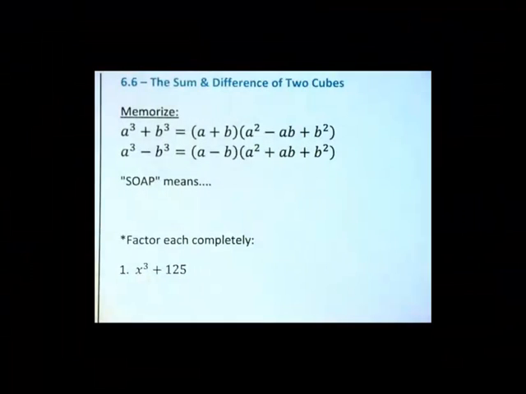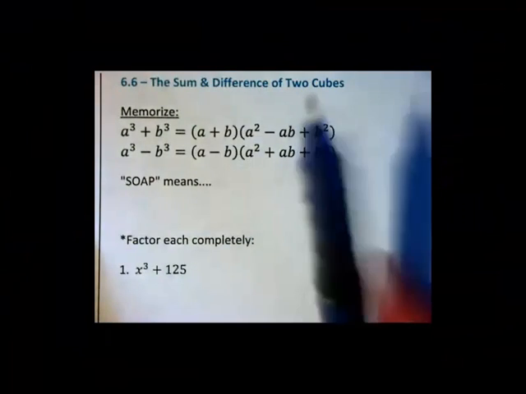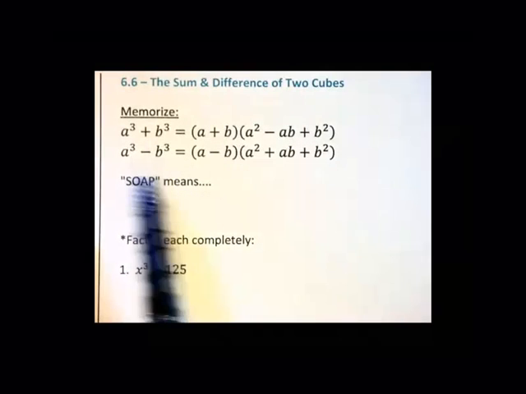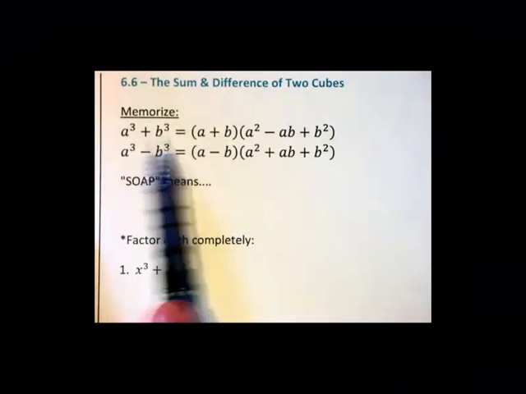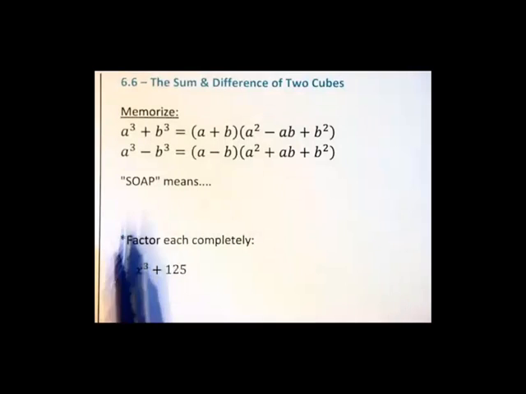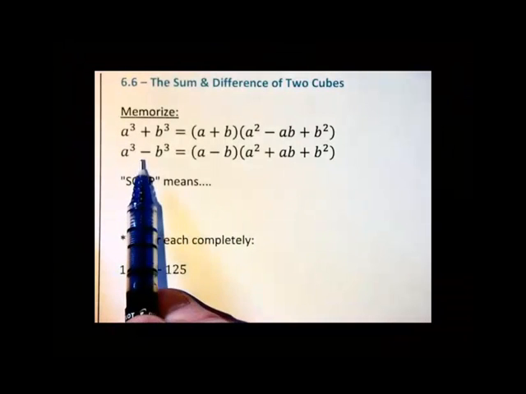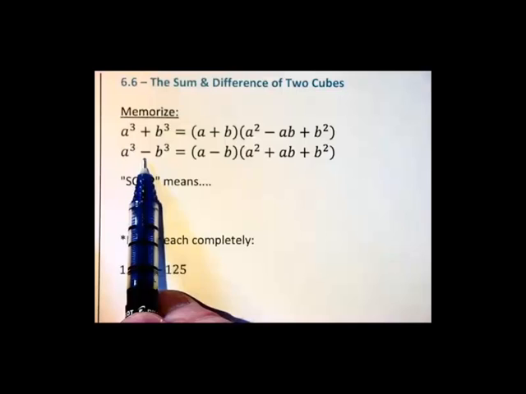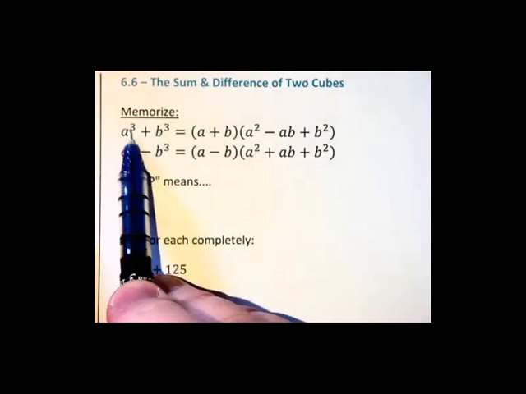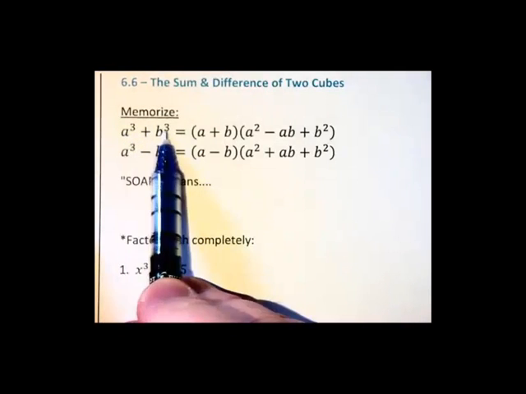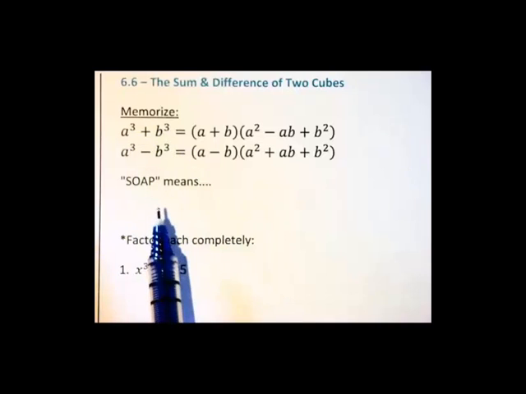We now have our final method of factoring that we're going to focus on, which is the sum and difference of two cubes, as you see right here. Remember, the difference of two squares is factorable, but with the sum of two squares we couldn't factor. Now with the sum of two cubes we can factor it.